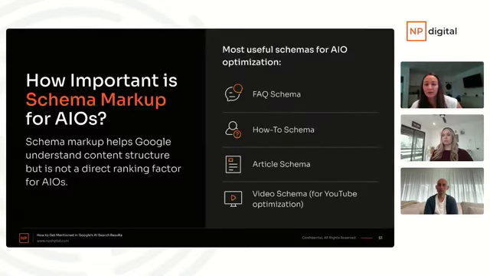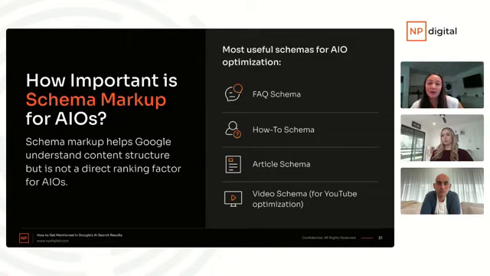And lastly, I've heard a lot of people asking, how important is schema markup for AI overviews? I've seen people asking if this is some sort of direct ranking factor. It's not a direct ranking factor, but it certainly helps Google understand your content and your site structure, right? So you want to be thinking about these schema types that you see on screen: FAQ, how-to, article schema for all of your content. And as we talked about, YouTube and video is becoming huge with citations growing month over month within AI overviews. So you also want to be thinking about video schema.